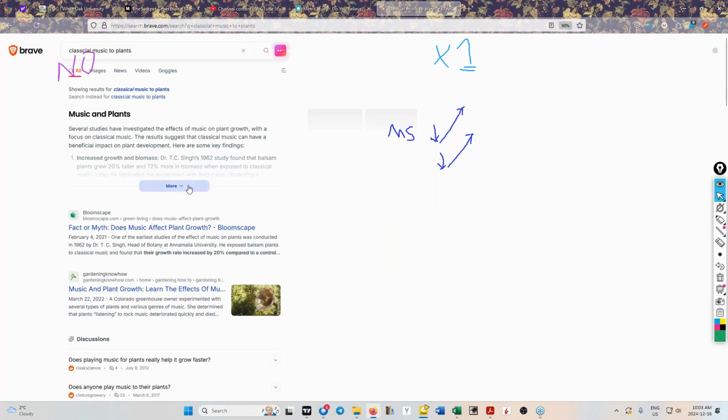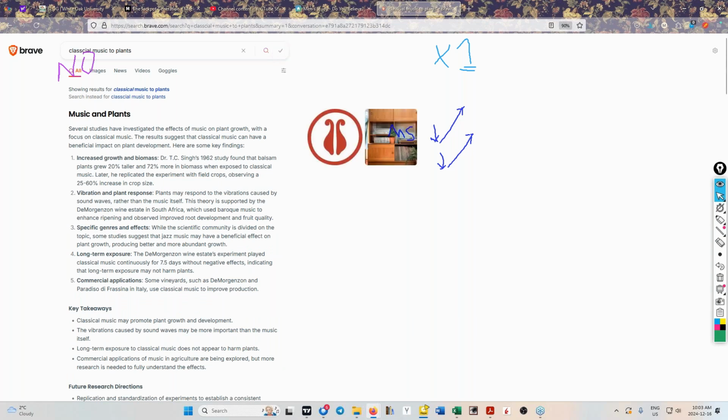Several studies have investigated the effects of music on plant growth with a focus on classical music. The results suggest that classical music can have a beneficial impact on plant development. Here are some key findings.